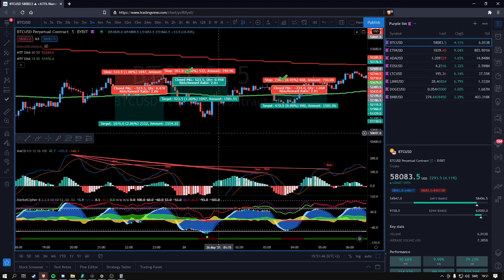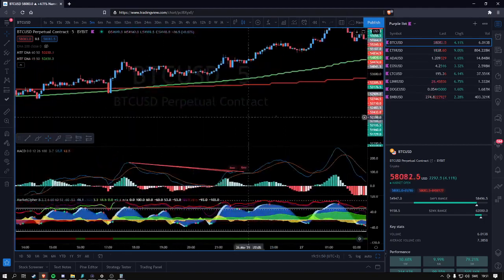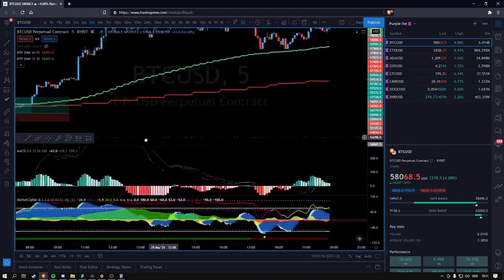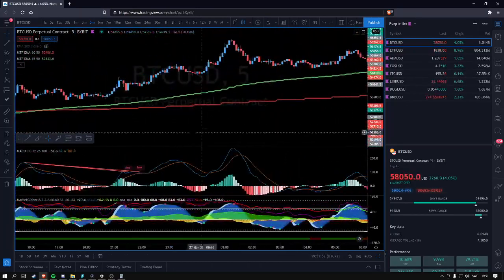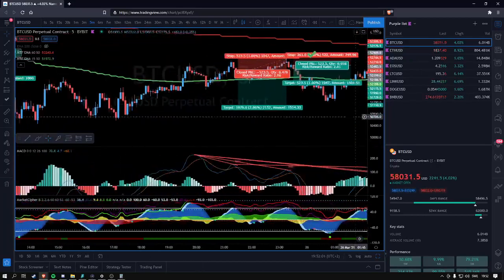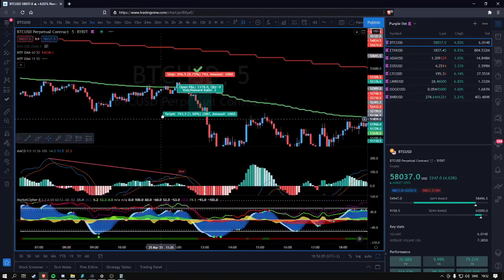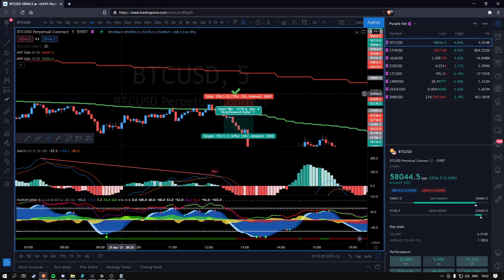So, how many trades have we done now? 3, 4, 5. So 5 trades. Let's do 5 more. 10 trades. Let's see. Hopefully I should have more. Yeah, another one here. The trend is still bearish because the red line is above the green line.